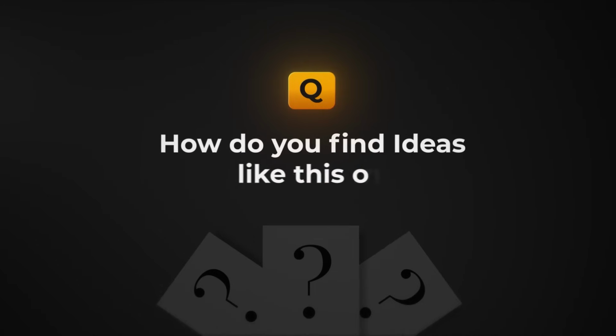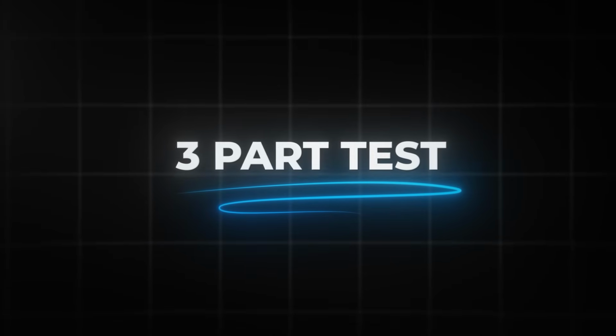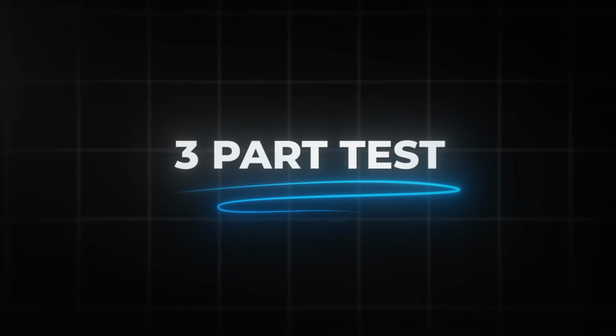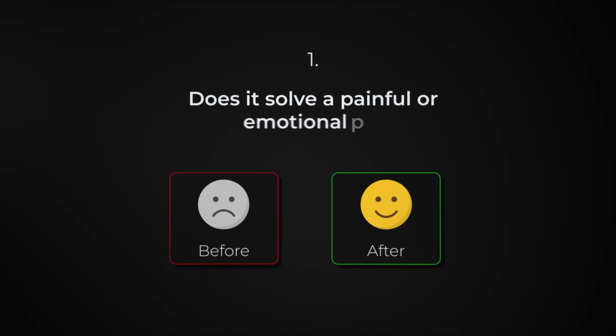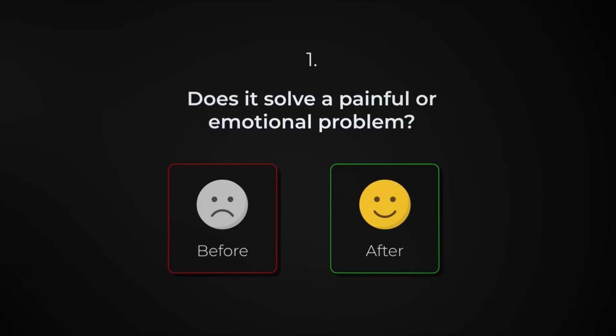So now, how do you find ideas like this one? Here is the simple 3-part test that I myself use to spot viral app ideas. Number 1. Does it solve a painful or emotional problem? If the problem does not hurt, people don't care or won't pay to use it. There's no need for it.